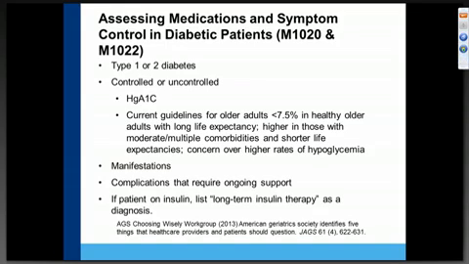It may be higher in those who have multiple comorbidities and shorter life expectancies because there probably isn't the concern for some of those long-term complications, and there's greater concern over hypoglycemia, which can be a concern in our older adults. We're going to look at the manifestations of their disease, of the diabetes, in other words, the complications. There's a note there, long-term insulin therapy would be a diagnosis for patients on insulin.